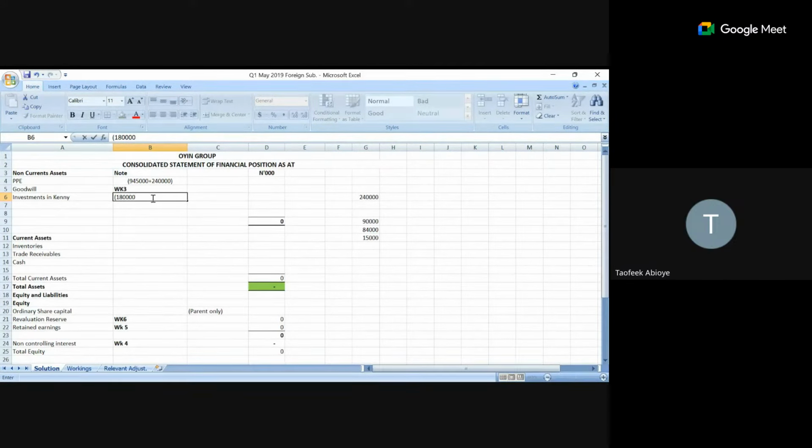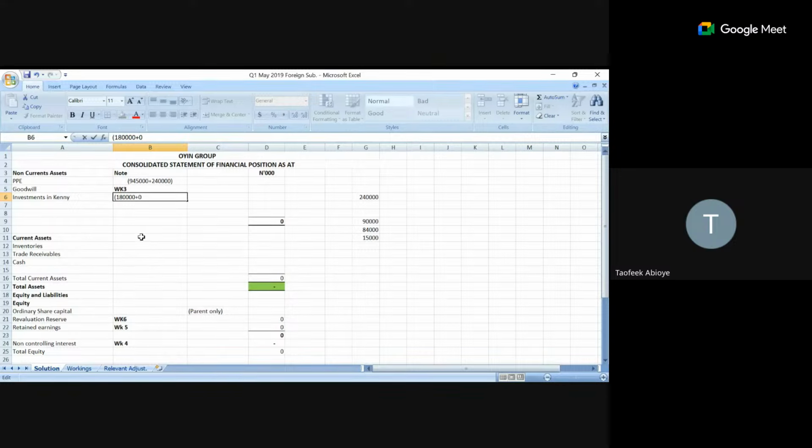180,000. Yes. Please, let's go. Let's start our calculation. Our time is going. Now, plus, what is the investment of subsidiary? They did not give us, so it will be 0.